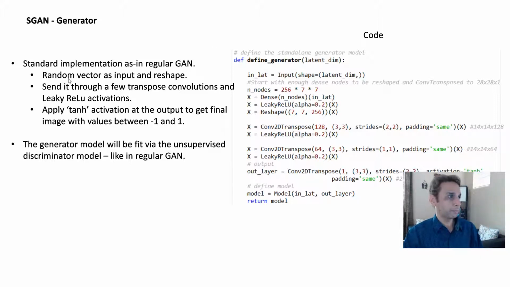So what are we going to do? Standard implementation of, let's only look at the generator right now. There is no difference in the generator. It looks exactly the same. So how do we start a generator?